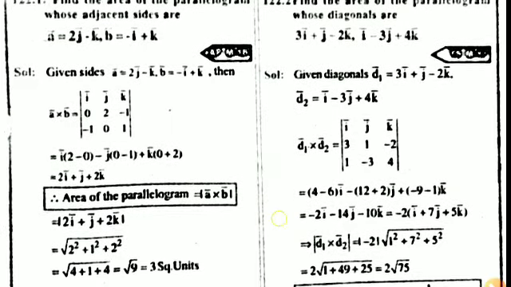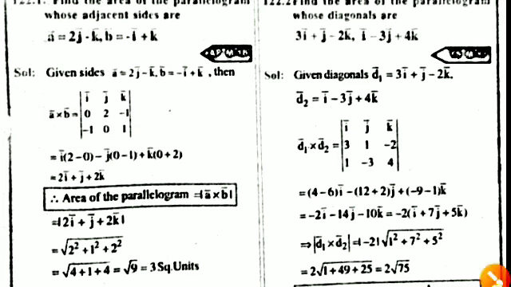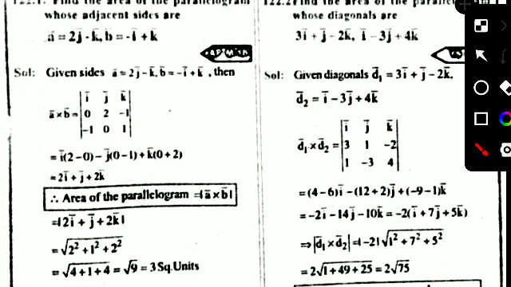Next one. Find the area of the parallelogram whose adjacent sides are given. The most important maths question, area of the parallelogram. The formula is equal to modulus of a cross b. Finding the a cross b value, and therefore the area of the parallelogram is equal to mod a cross b.